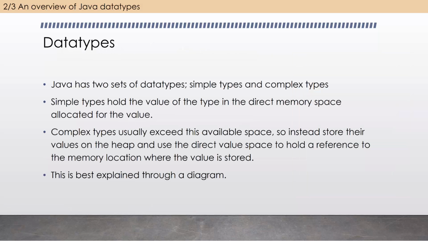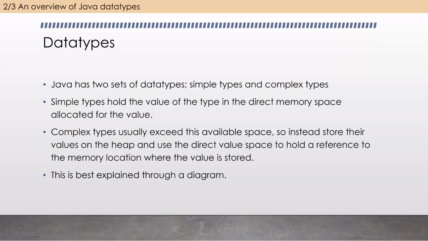Okay, so data types. Java has 2 sets of data types, as we've mentioned. We've got simple types and complex types. Simple types hold the value of the type in the direct memory space that's allocated for the value, whereas complex types usually exceed this available space. So instead, what you do is you store the actual object elsewhere on the heap, and you use the direct value space to hold a reference to the memory location where it is stored.